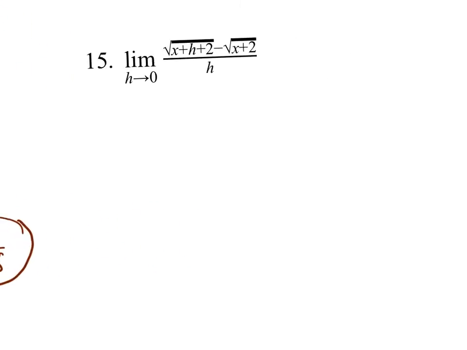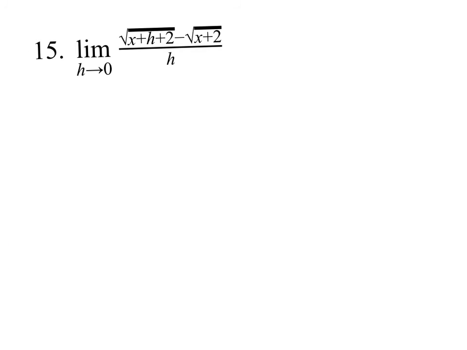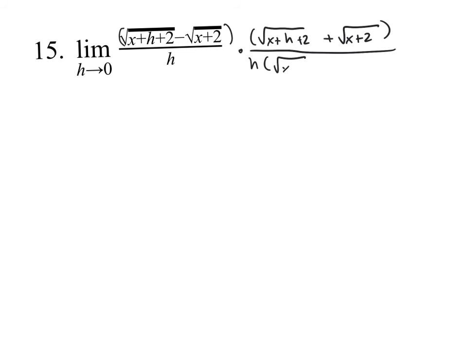All right, let's look at this one, which is one of our ones with the h and the x and all that kind of good stuff. So same process, only the goal is we should end up with something with x. So I'll multiply by the conjugate. So that's radical x plus h plus 2 plus radical x plus 2 all over h times radical x plus, well, I already have the h. Radical x plus h plus 2 plus radical x plus 2.